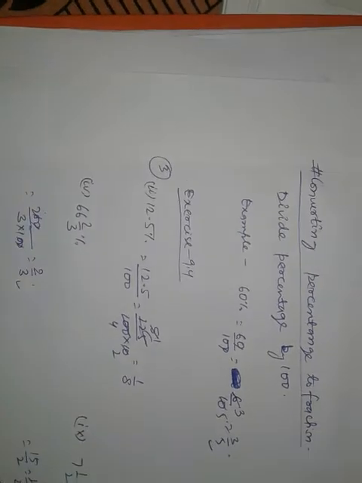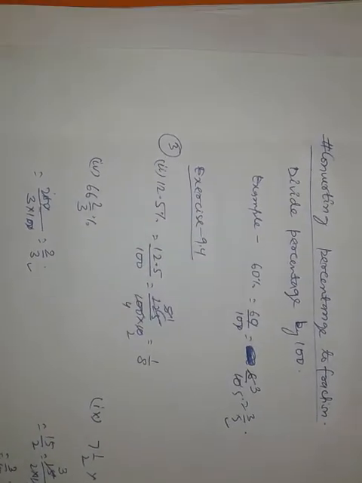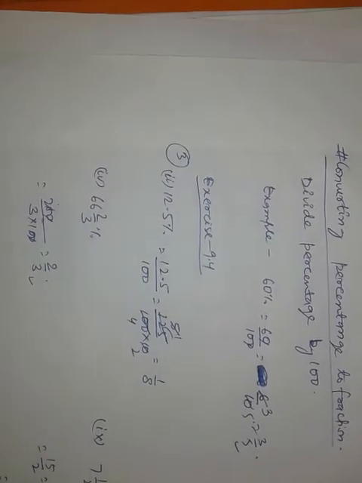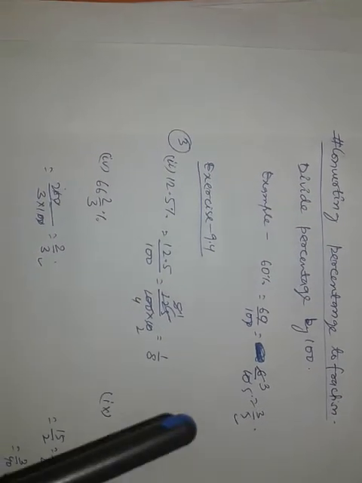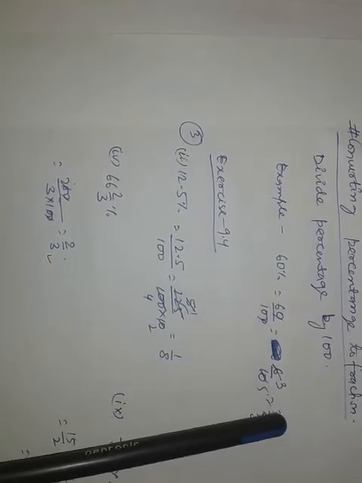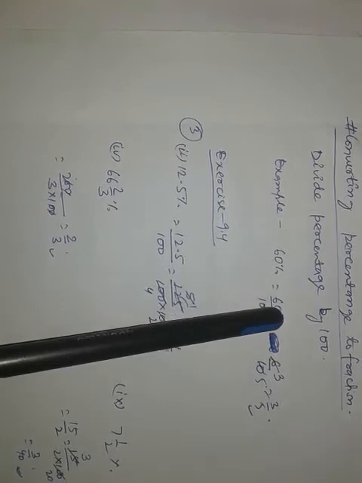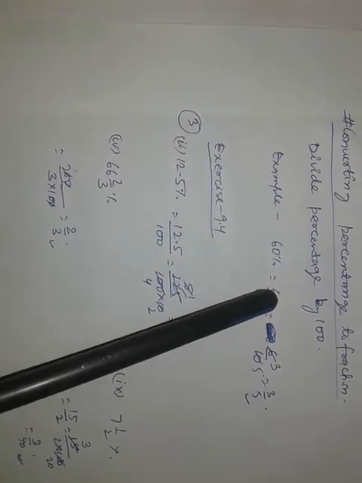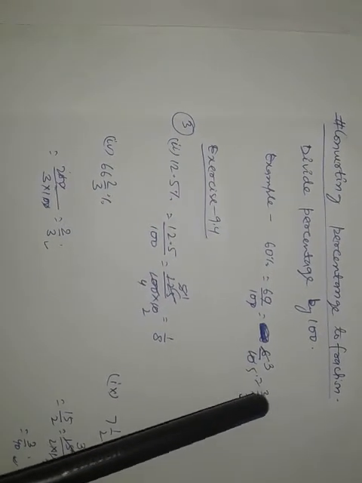Now we move to the next topic of this chapter, that is how to change percentage to fraction. First we studied how to change fraction to percentage. Now we study how to change percentage to fraction. Divide the percentage by 100, and the example given is 60%. We divide 60 by 100 and get the fraction 60 over 100. Then we cancel out the common factor, that is by 20, and get 3 by 5.